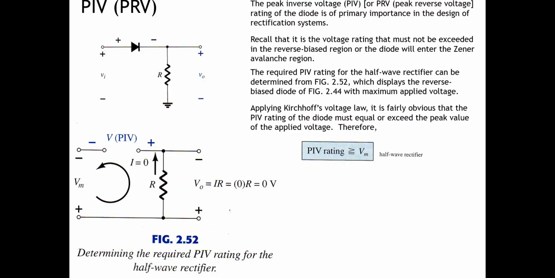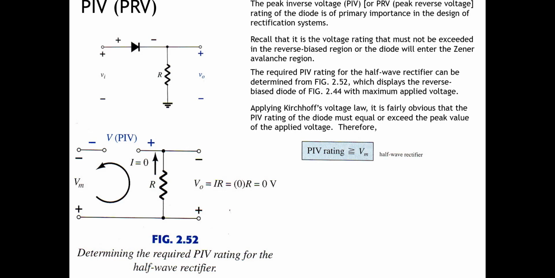Okay, so this is the peak inverse voltage, or PIV or PRV, peak reverse voltage. It is a rating of the diode that is of primary importance in the design of a rectification system. So if we use a diode, we have to look for a diode whose breakdown voltage is more than Vm.